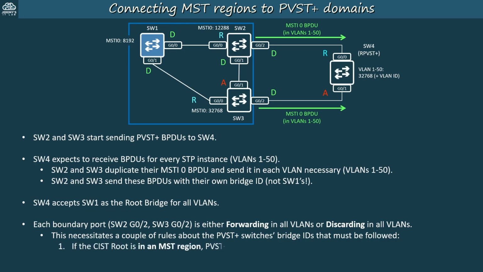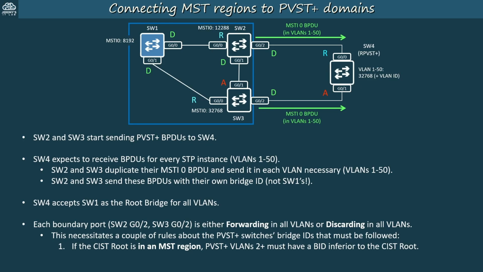First, if the CIST root is in an MST region, VLANs 2+, meaning any VLANs that aren't VLAN 1, must have a bridge ID inferior to the CIST root. This is the case in our example here. The CIST root is switch 1, and its MSTI 0 priority is 8192. Switch 4's priority in all VLANs is 32768 plus the VLAN ID, so its bridge ID is inferior to switch 1's in all VLANs. So it satisfies the rule.